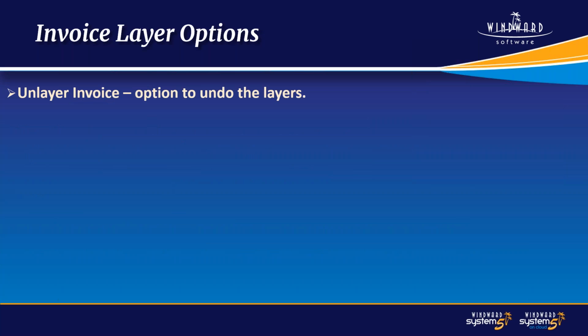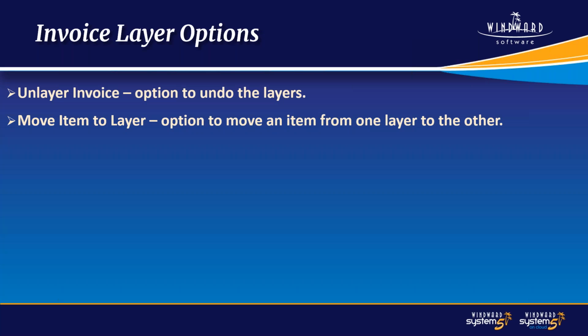The next option is unlayer invoice. This option will undo the layers. If you want to remove the layers, this is the option you need to click. The next one is move item to layer. This option allows you to move an item from one layer to another. Let's say you added an item to an incorrect layer, you can use this option to move that item to another layer.